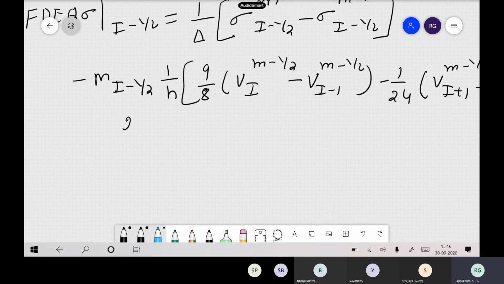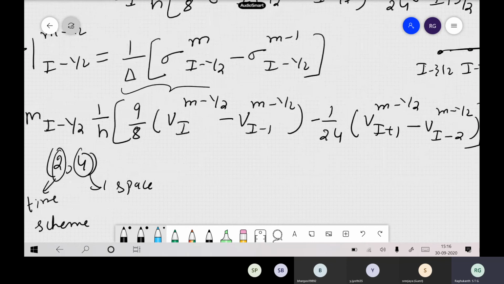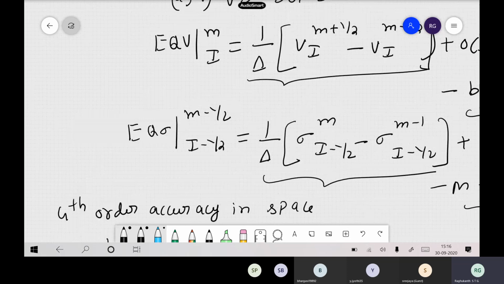This scheme is known as 2 comma 4. The meaning is that the accuracy is second order in time and fourth order in space, so we are using more points. Like this we can derive even a 4 comma 4 scheme also. A 4 comma 4 scheme means the temporal derivatives also have to be replaced, as well as in the first equation. Both of them have to be replaced in this type of scheme. You can use both cases, 2 comma 2, 2 comma 4, 4 comma 4, depending on your accuracy.